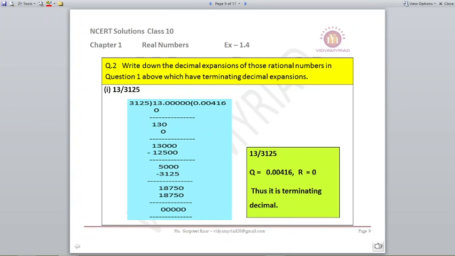Question number 2. Write down the decimal expansion of those rational numbers in question number 1 above which have terminating decimal expansions. So for all those parts which have terminating decimal expansions, we are going to do the division and see that the remainder comes to be 0. It should finish. Terminating means it should finish the divisions. So we will divide 13 by 3125. You will see that your quotient, or your answer, is coming as 0.00416 and your remainder is coming as 0, and we proved that it is a terminating decimal.